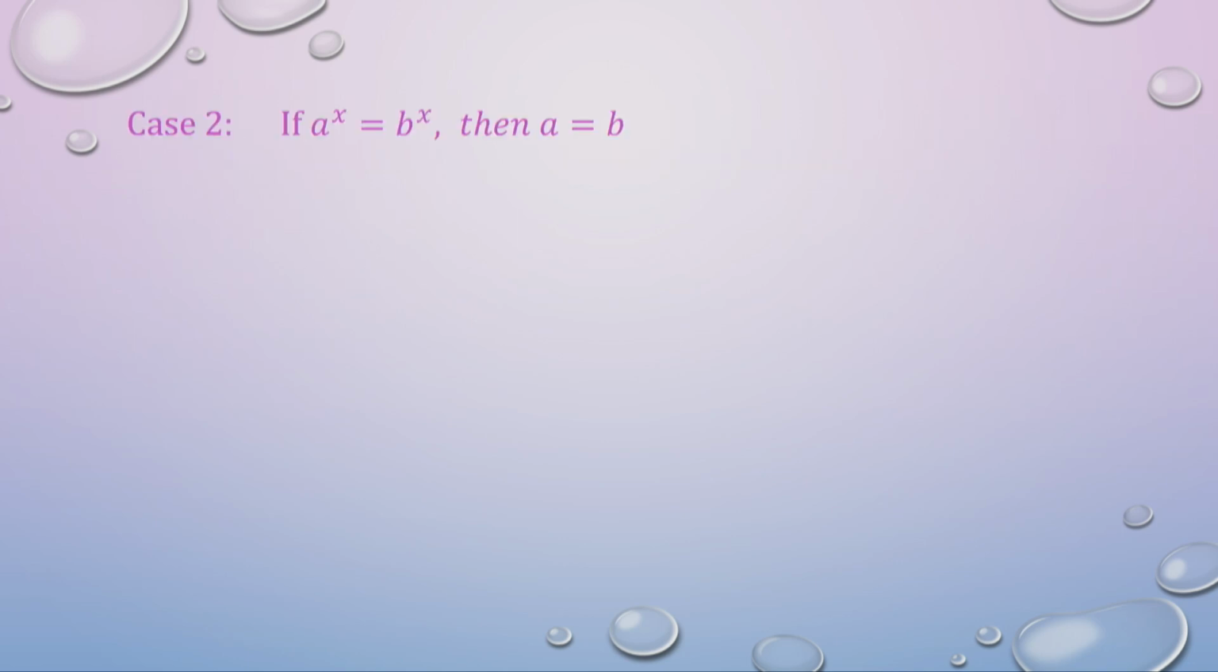Now we look at case 2. If I have a power x equal to b power x, here the powers are the same, but the bases are not. So what we have to do, since we have the same powers, we equate the bases and we get a equal to b.